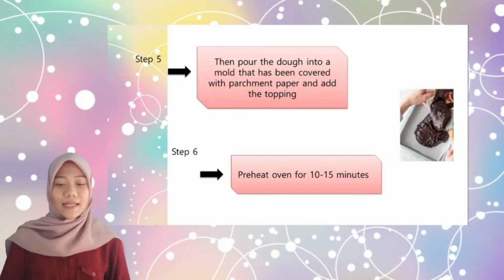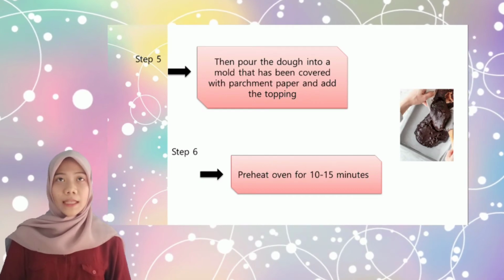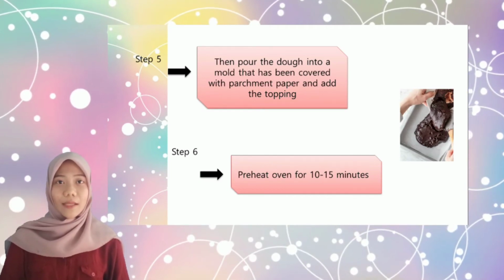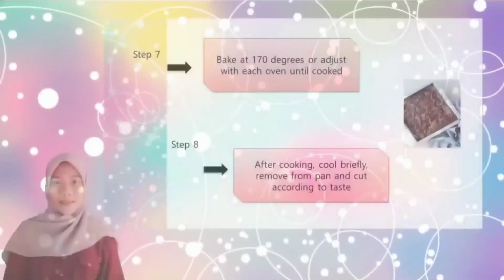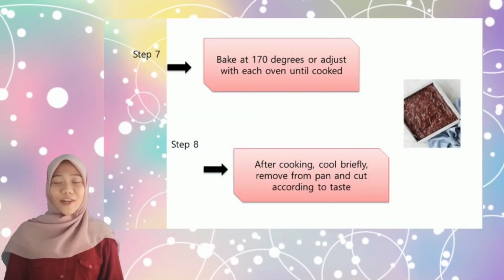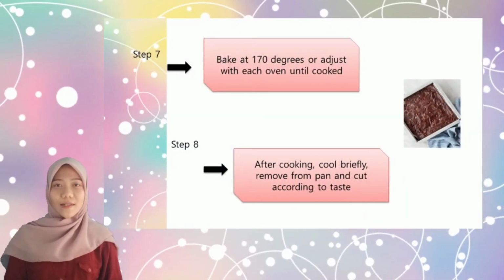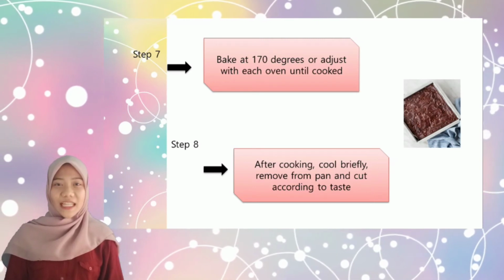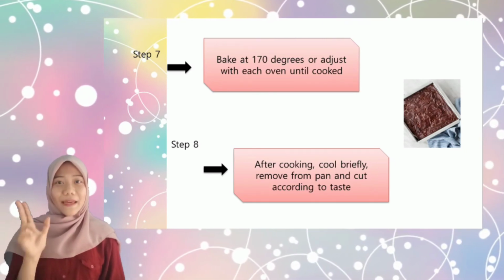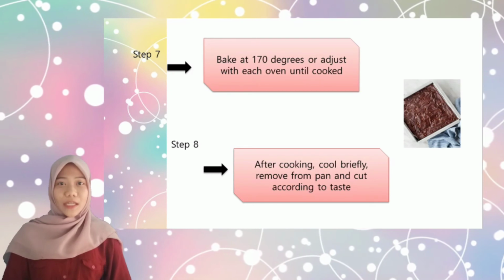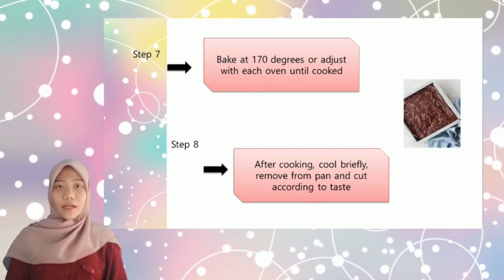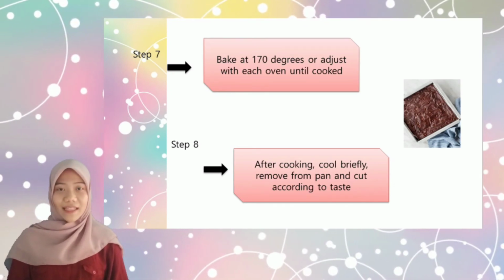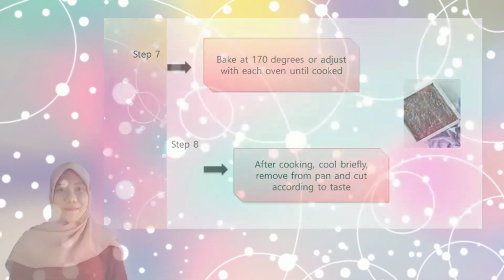Step 6. Preheat the oven 10 to 15 minutes. Step 7. Bake at 170 degrees or adjust with each oven until cooked. Step 8. After cooking, cool briefly, remove from the pan and cut according to taste.